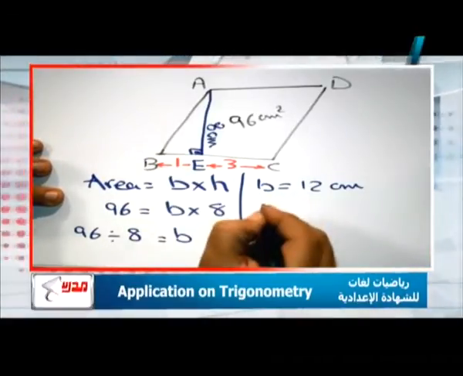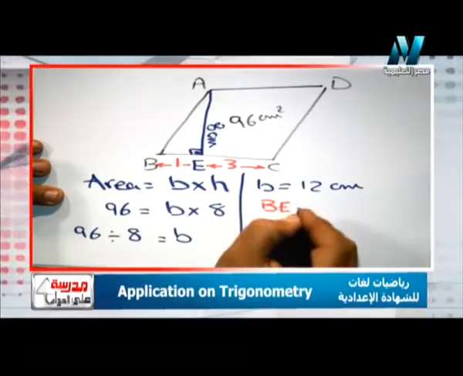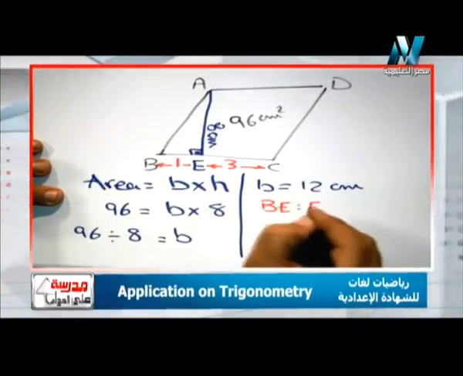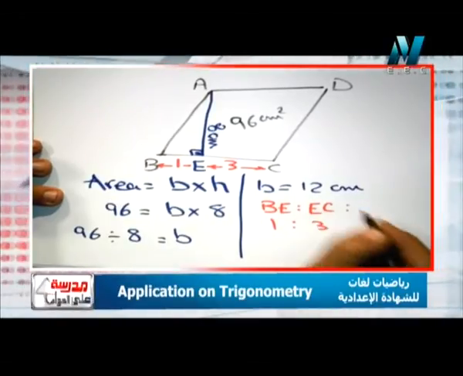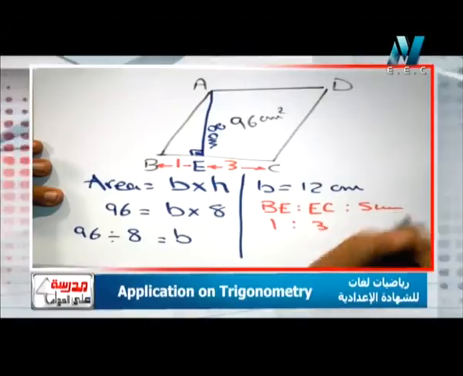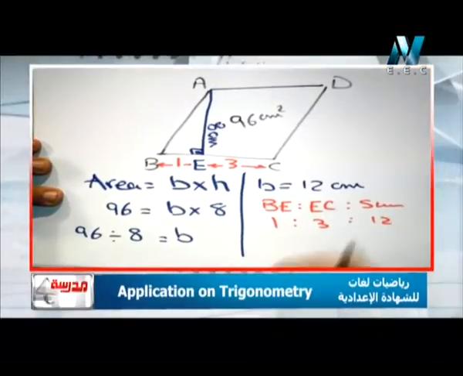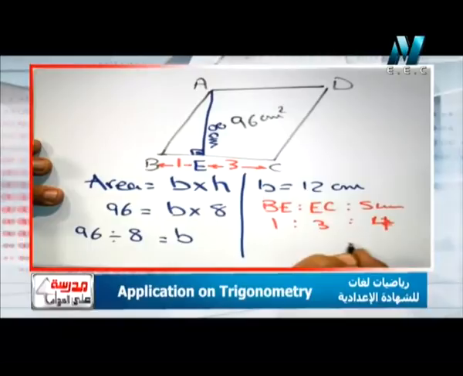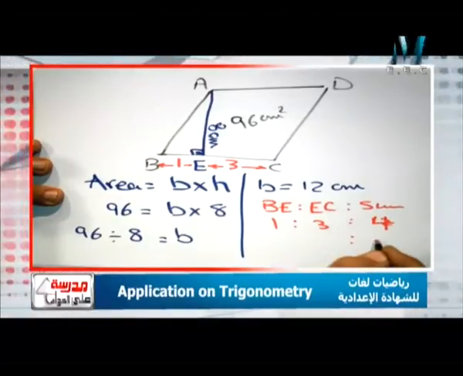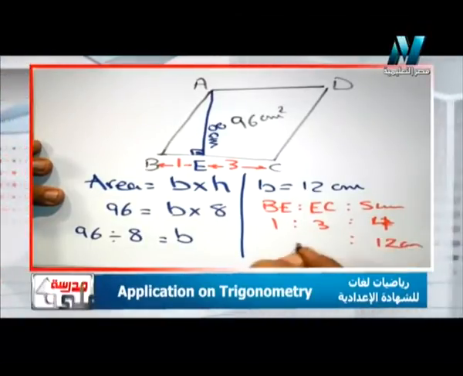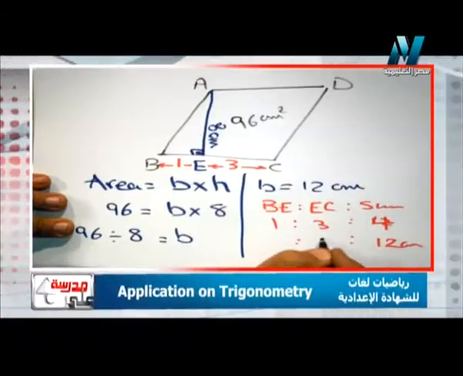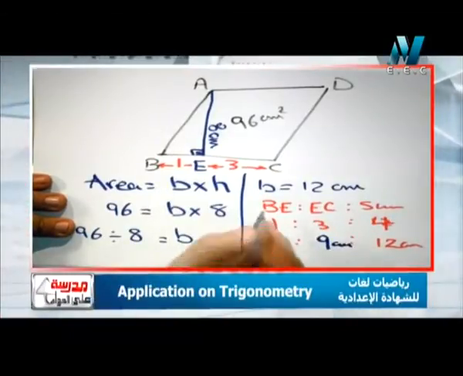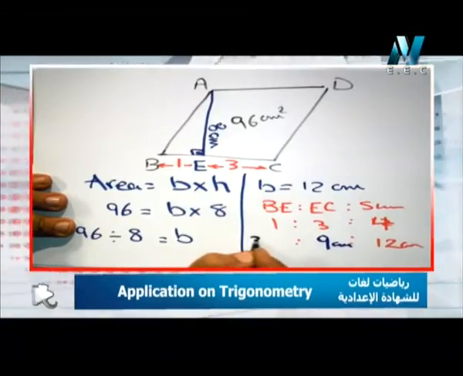So as long as the ratio between BE to EC is 1 to 3, the sum of the ratio is 4. And the sum of the real lengths is 12 centimeters. And to find the length of EC and BE, of course EC, its length will be 9 centimeters, and BE, its length will be 3 centimeters.